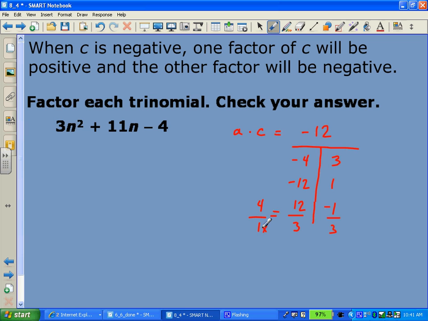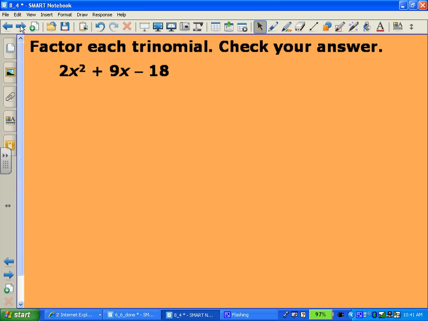Reduce if we can. And then put my x's in. So my binomials would be x plus 4 and 3x minus 1. Okay, so the difference here is now we're going to have different signs in our binomials. Let's look at another one here.